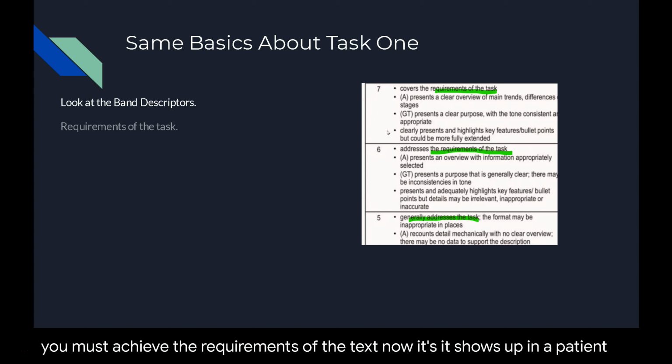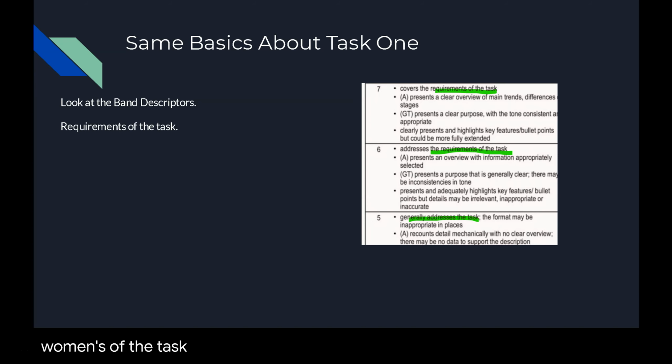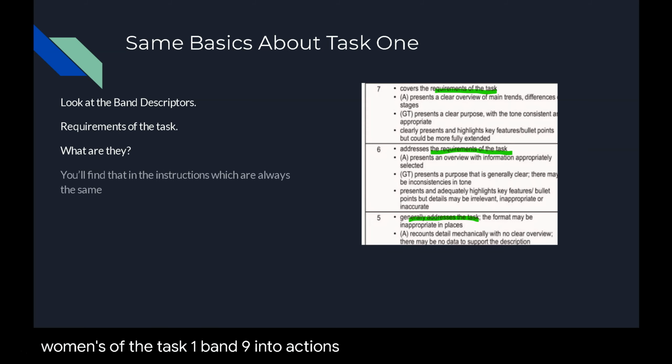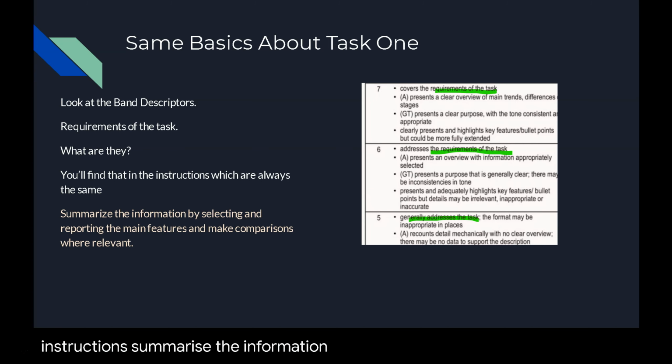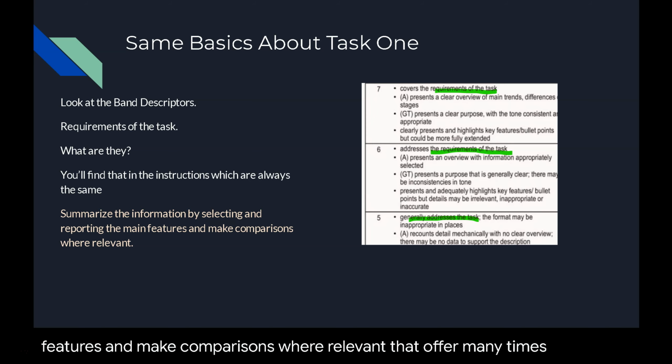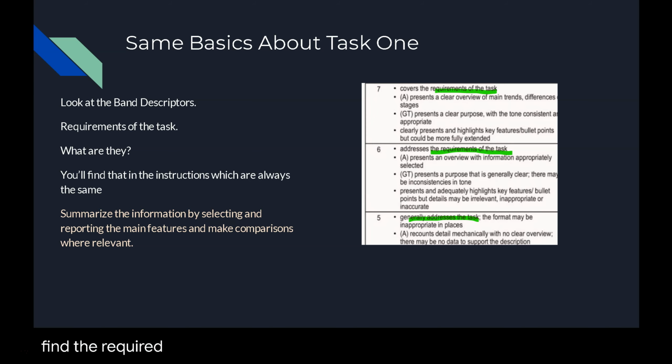Okay? So, what are these requirements of the task? You'll see it in band 8, band 9 too. Well, they're given to you right there in the instructions. And with a real Task 1, it always is going to include the following instruction. Summarize the information by selecting and recording the main features and make comparisons where relevant. And I've gone over many times how to find the requirements of the task in that sentence, so I'm going to skip that for now, come back to it.